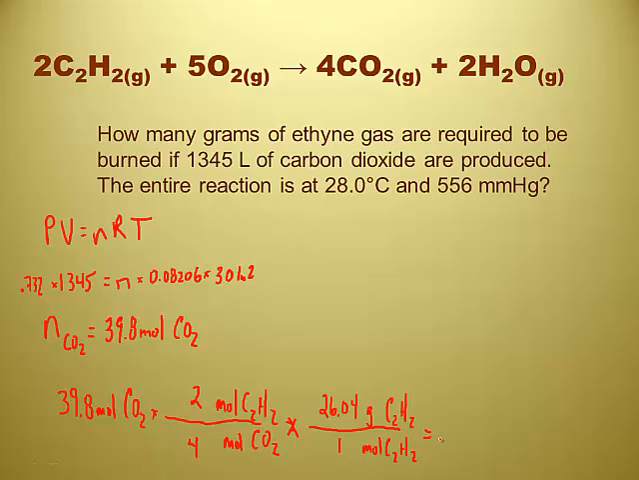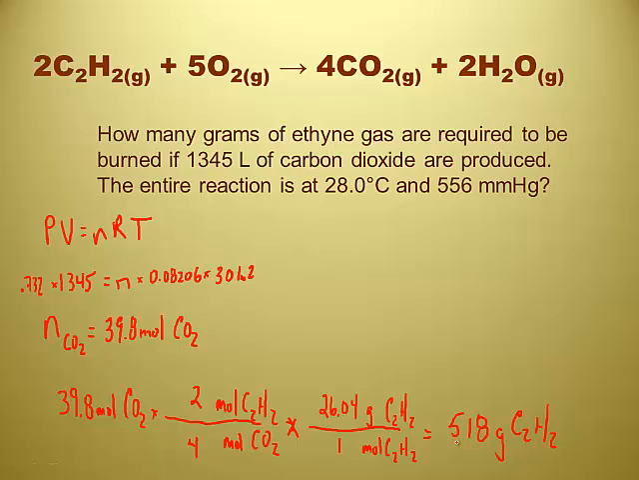Put a 1 there. And the answer is 518 grams of ethine, of C2H2. Okay, so basically in summary, if they tell me a number of liters, I need to know moles because I'm doing stoichiometry. So I've got to use PV = nRT to give me moles. And once I've been given moles from PV = nRT, I can then plug that into stoichiometry and figure out what it is that I want.